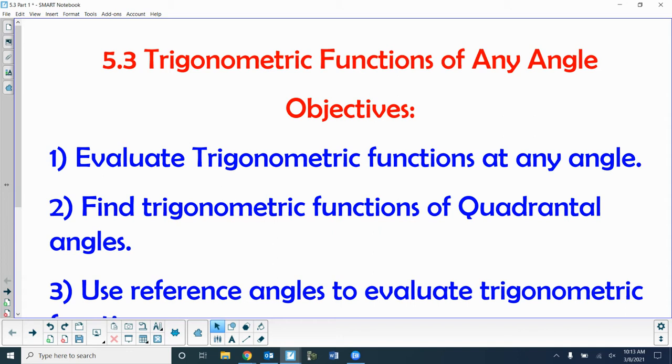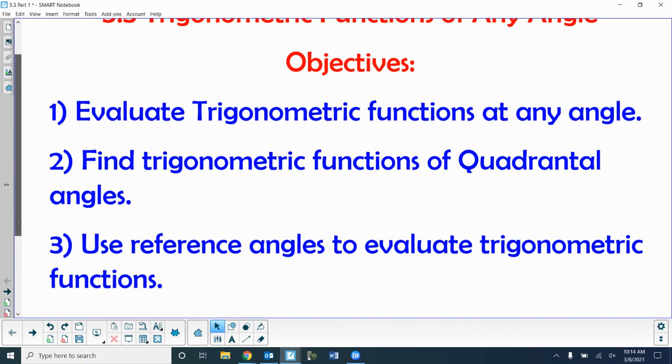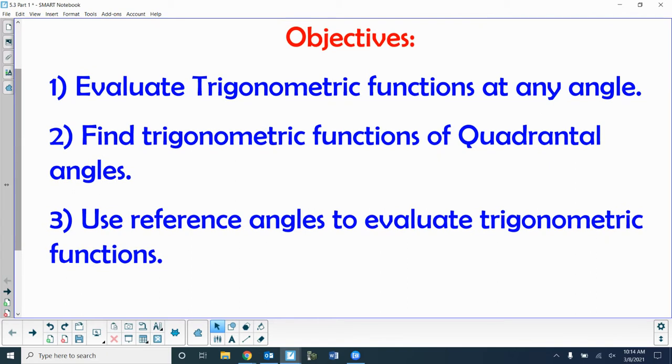We're going to talk about finding trig functions of any angle today. So it's really no different than what we did last week. It's just that you've got to be able to draw the picture that goes with the information you're given. Okay, Riley? All right, so we're going to evaluate trig functions at any angle, and then we're going to talk about these quadrantal angles. And then tomorrow we'll use reference angles to evaluate trig functions. All right, so we'll do 1 and 2 today, basically.